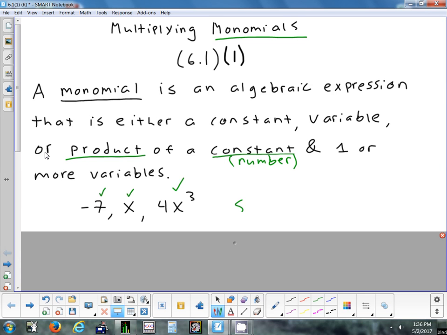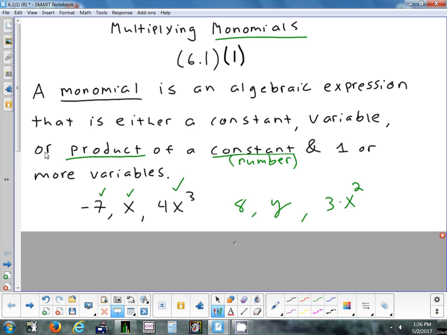So, is that a monomial? Yeah, it's just a number. Is that a monomial? Yeah. Yep, it's a letter. How about a number times a letter? Yes. Product, right? That's a monomial. So these are all examples of monomials.